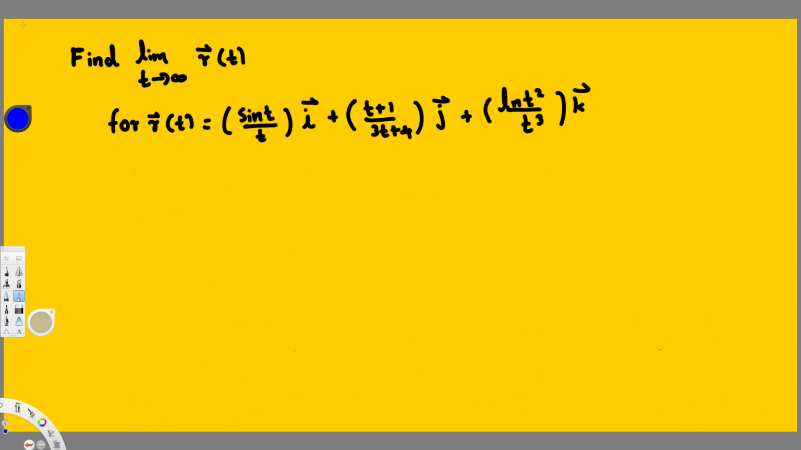Let's try this problem right here. This question is asking to find the limit of this vector function. Now let's see how we can do this. All we have to do is find the limit of each of these expressions individually.